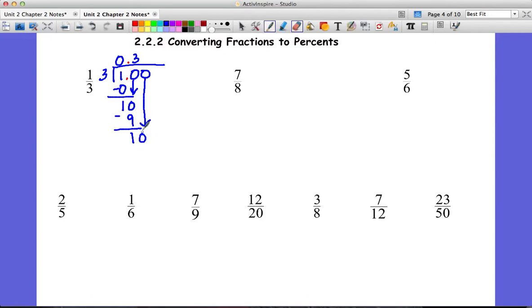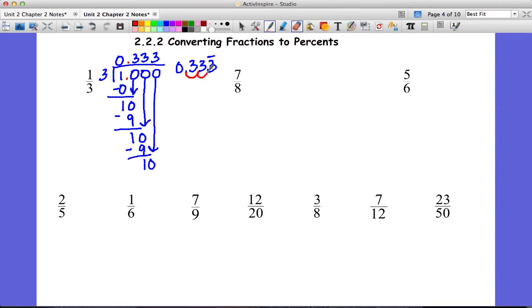Do not forget the bringing down step. So now we know 3 goes into 10 3 times. 3 times 3 is 9. 10 minus 9 is 1. And if you notice, we're going to get a repeating decimal because we're going to continue to get 10, and it's going to continue to be those 3's. So we know that as a decimal, this is 0.3 repeating. So now to change a decimal to a percent, we know that we have to take this decimal and move it twice to the right.